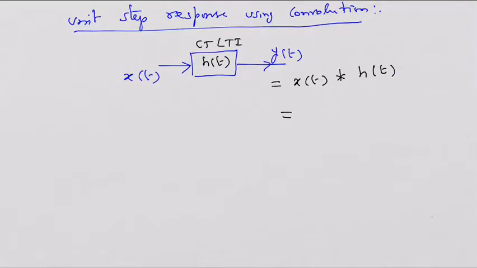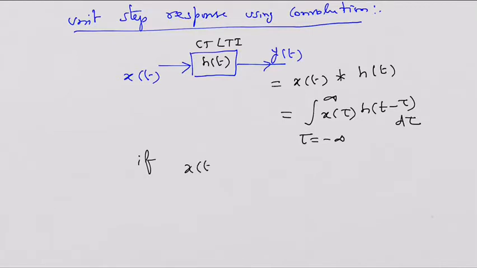So this can be represented as integral tau varies from minus infinity to plus infinity x of tau into h of t minus tau d tau, right? If I just imagine x of t be the unit step signal. What is unit step signal? You know that it is u of t will be equal to 1 only for t greater than or equal to 0, and this is said to be 0 for all the time when t is less than 0.